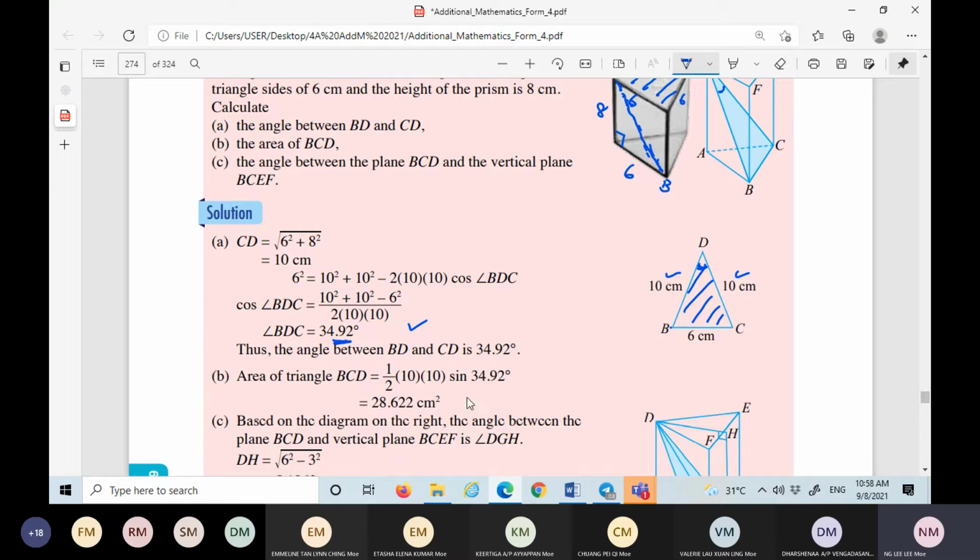So they are using half ab sin C. 10, 10, and then the included angle 34.92. Then you get the area. So you have settled part B also. Now we come to part C.